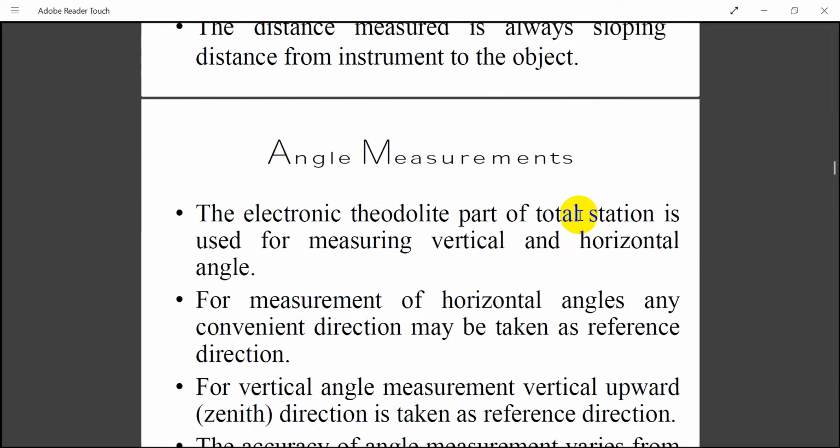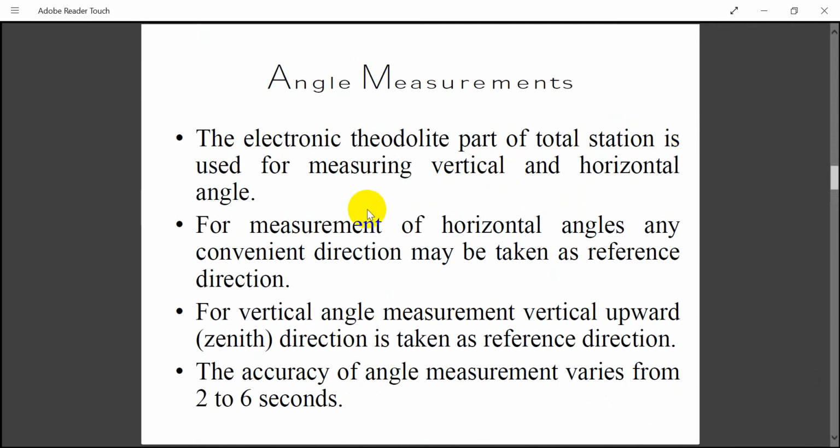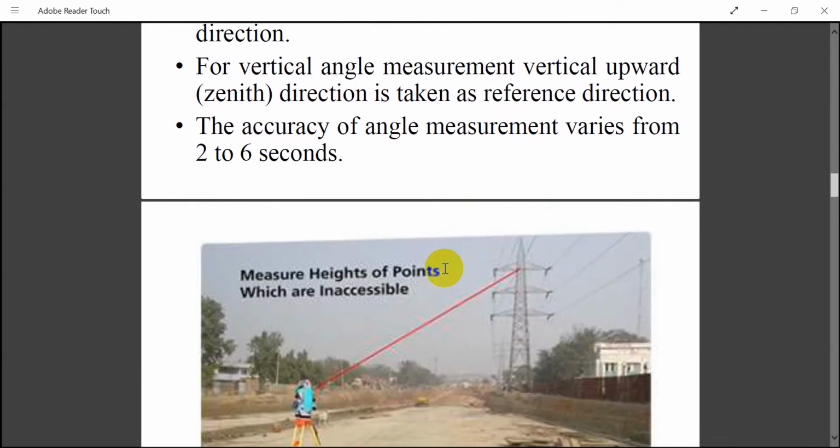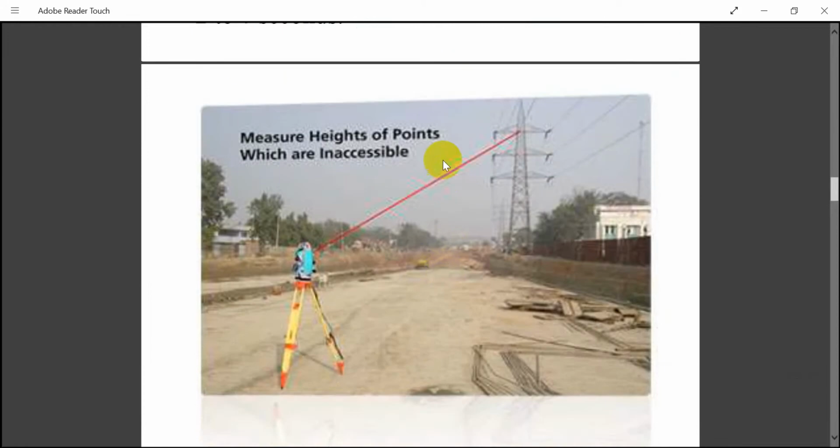The electronic theodolite part of the total station is used for measuring vertical and horizontal angles also. The measurement of horizontal angles in any convenient direction may be taken as a reference direction. You already know this with respect to the theodolite. Now it can also measure the heights of points, even inaccessible points. How can you find out the heights?